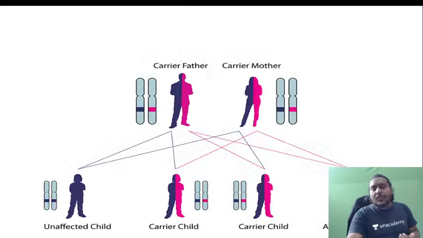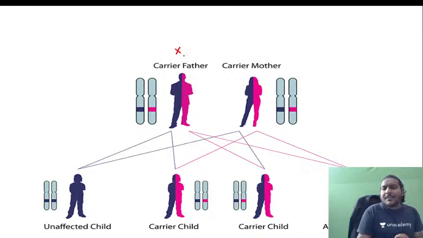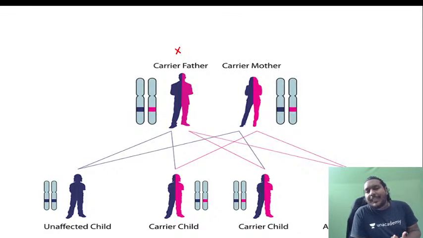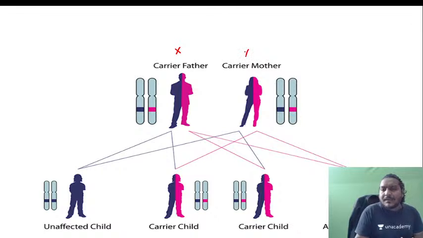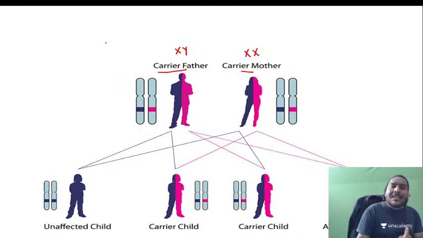Now, let's look into a pictorial one, for example. Let's say we are talking about a father. So what pair does it show us when it comes to a father? It is XY. Am I right? Then when it comes to the mother, it is XX. Let's say this father is a carrier and the mother is also a carrier.